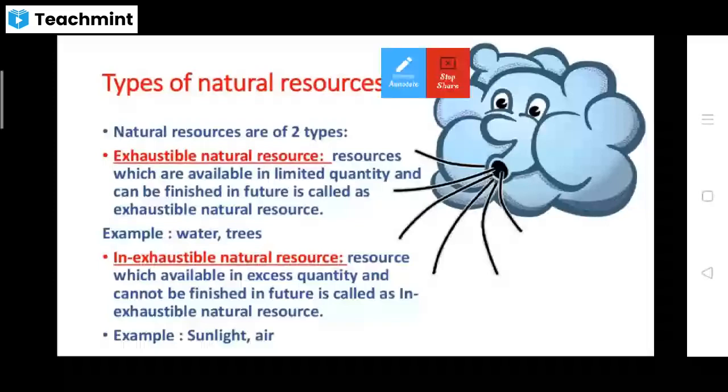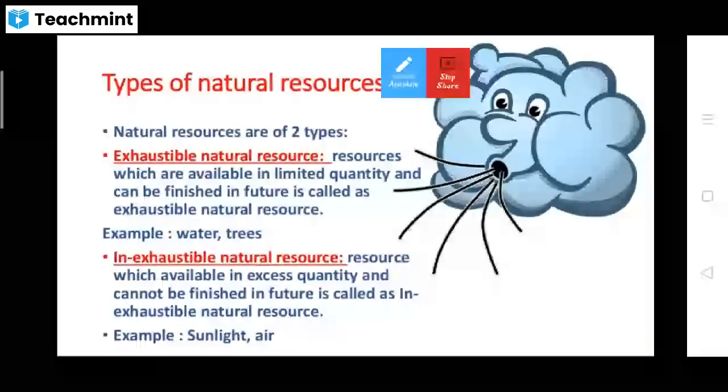But when you are talking about water, it will never end. If you go 1,000 years from now also, the water on the earth will never get ended. Is it clear? That is called inexhaustible. When you are talking about exhaustible, they will get over after a particular period of time. That is called exhaustible natural resources.